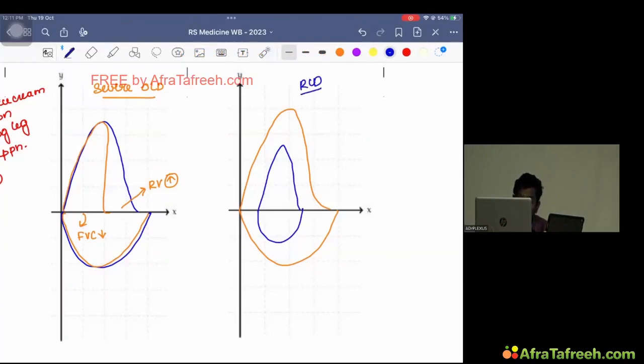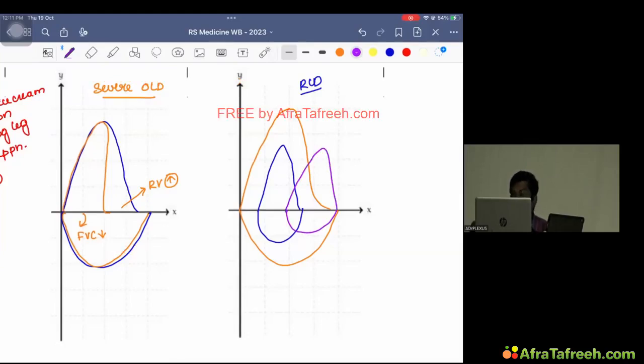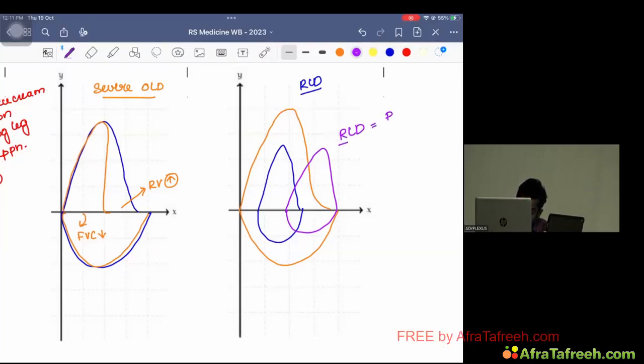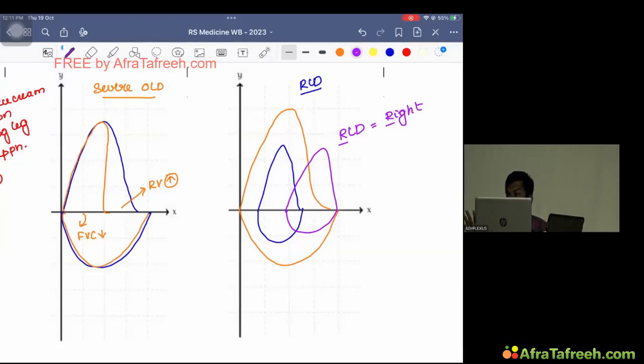You can tell this in another way also. This patient has a small lung. Small lung means what? How will the inspiration be? Small. How will the expiration be? Small. Where is the curve getting shifted? Right side. So in restrictive lung disease, the shift is towards the right. Understood?